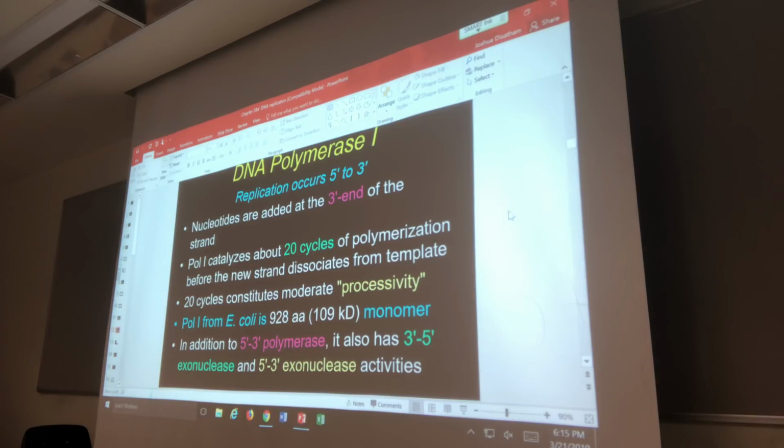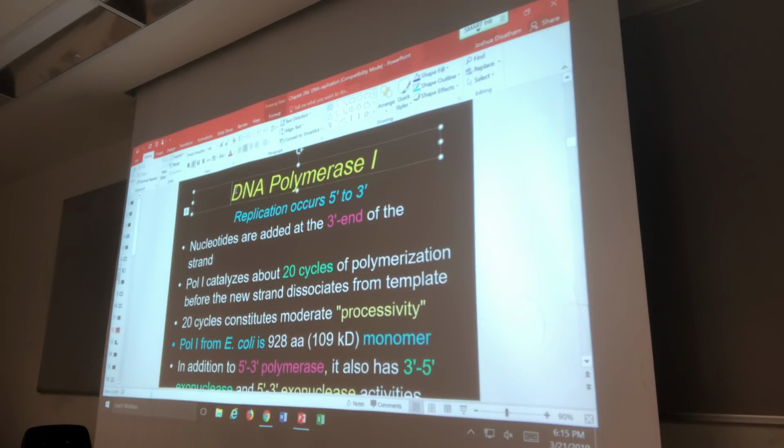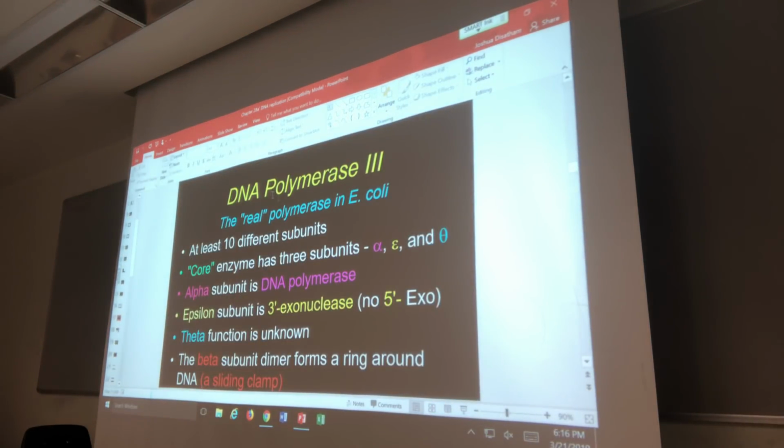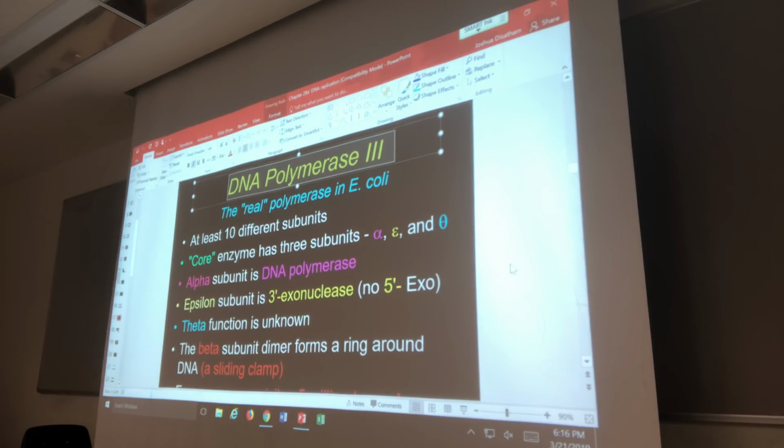Other stuff to help you prepare: you will need to know the facts associated with the enzymes DNA polymerase 1 and DNA polymerase 3. Make sure you know the different components of each one and the functions that each one has. That will be covered in detail. That is guaranteed to be asked about on the exam.